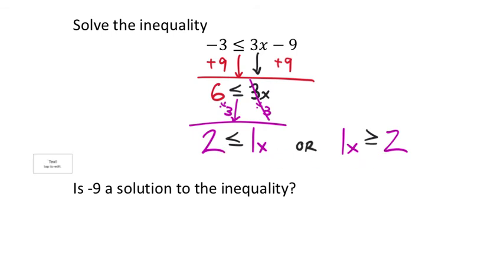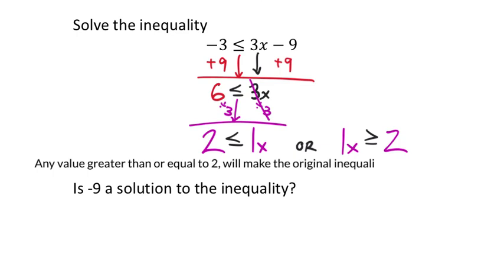But again, what does this really mean? Any value greater than or equal to 2 will make the original inequality a true statement. Okay, and what values are greater than 2? I mean, 2 would work, right? But what value is greater than 2? 10, 15, 200 billion trillion, a gazillion, whatever. I don't know if those are actual formal names, but I also don't care.